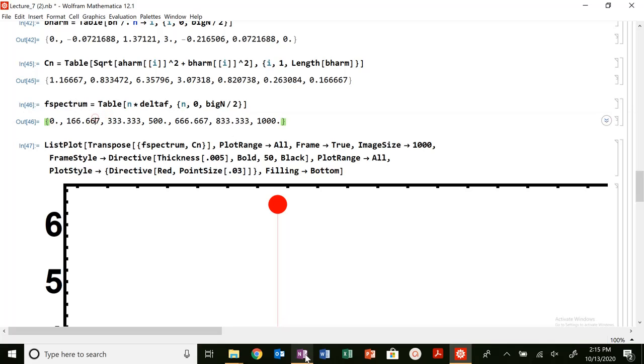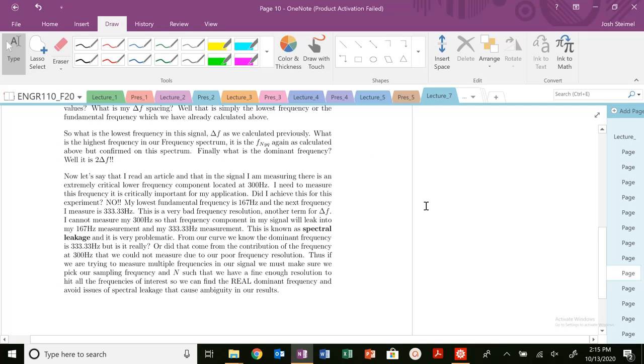So we're going to look into next time this concept of spectral leakage and how it can be very problematic, especially if we're missing some frequencies in our signal, and how we can resolve that by our selection of f sub s, and more importantly for this particular value, our N, the total number of points. We'll get into that in the next video.